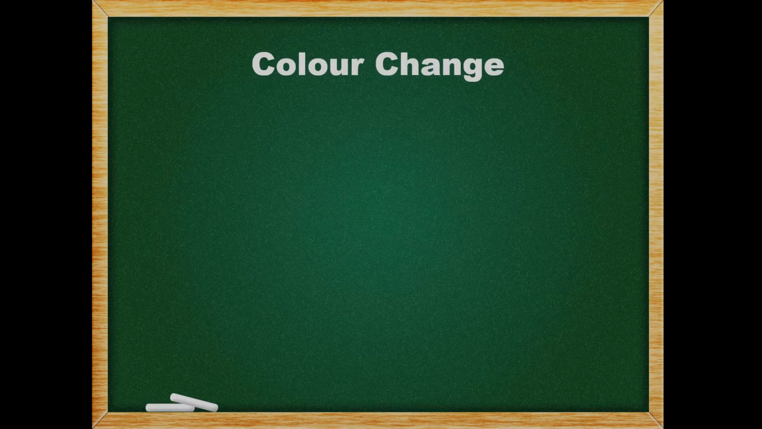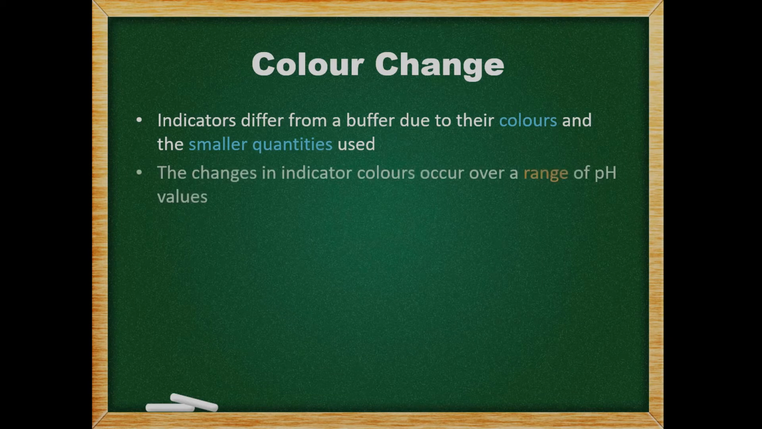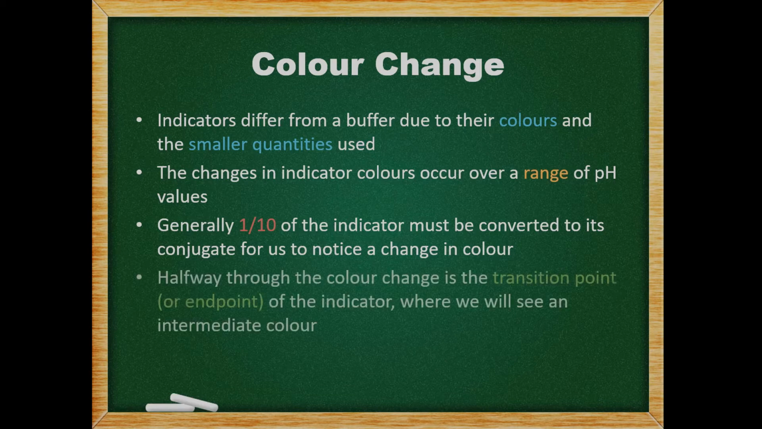Indicators differ from a buffer for two reasons: their colors and the smaller quantities used. The changes in indicator colors occur over a range of pH values. Generally, 1/10 of the indicator must be converted to its conjugate for us to notice a change in color. Halfway through the color change is the transition point or endpoint of the indicator, where we see an intermediate color.